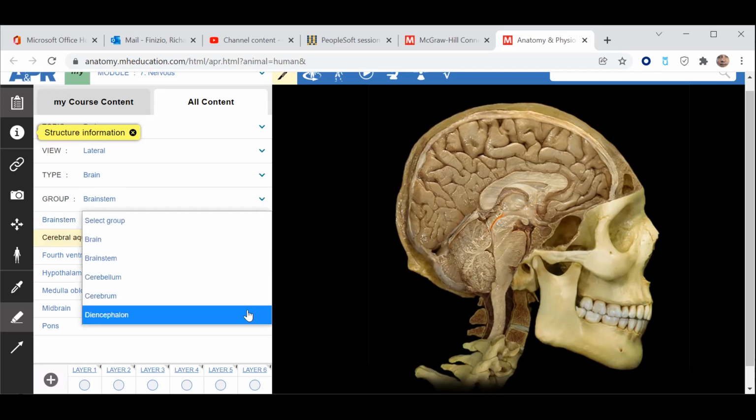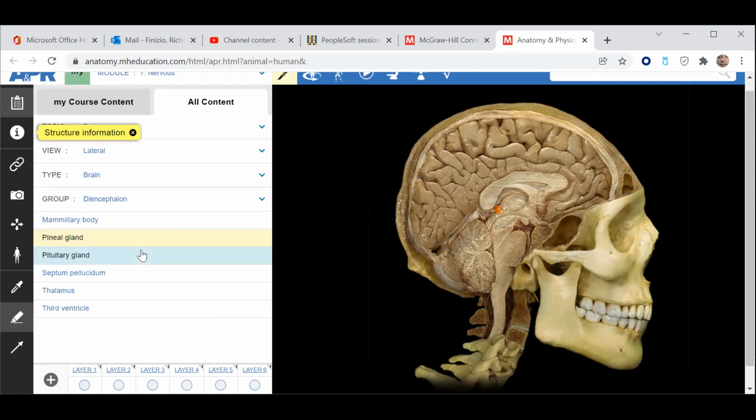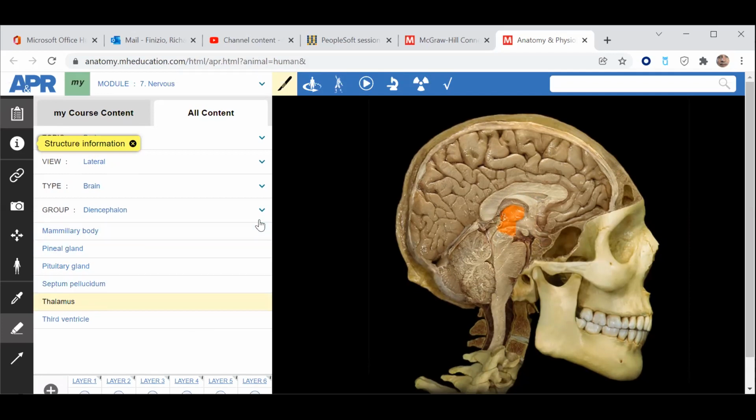So let's look at the diencephalon, which here you can see the pineal gland, the pituitary gland. Septum pellucidum is up there below the corpus callosum, between the ventricles. The thalamus. Okay. The hypothalamus is here. I don't know why it's not on this list, as we saw before, but this is the hypothalamus.